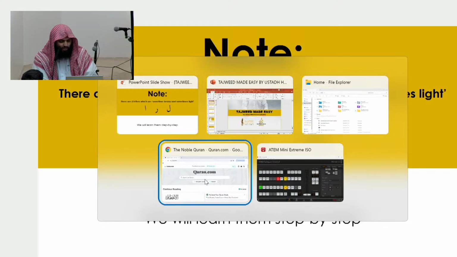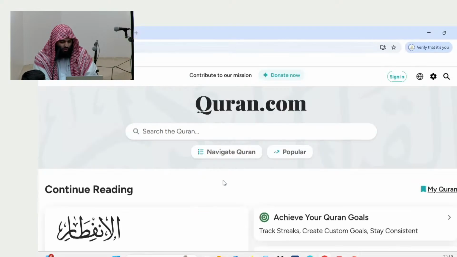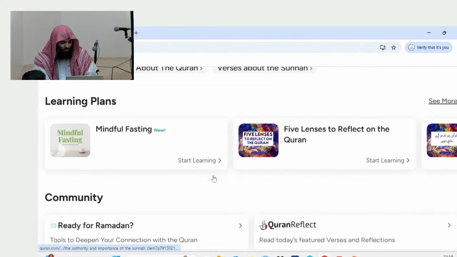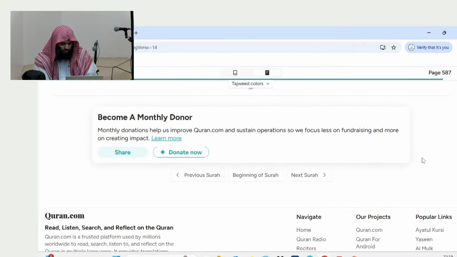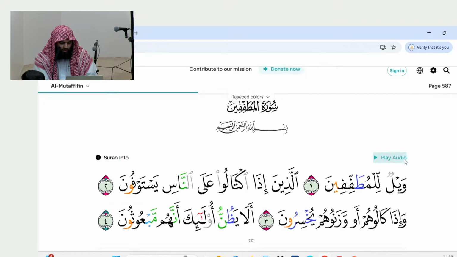Now we'll just do a bit of recitation. We won't do recitation as long. We were on Surah Al-Mutaffifin. So those that want to open up Surah Mutaffifin on their phones or get a mushaf, you can do so. Or if you want to read from the screen, you can also do so.